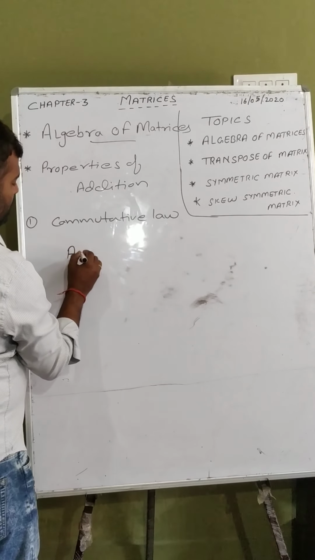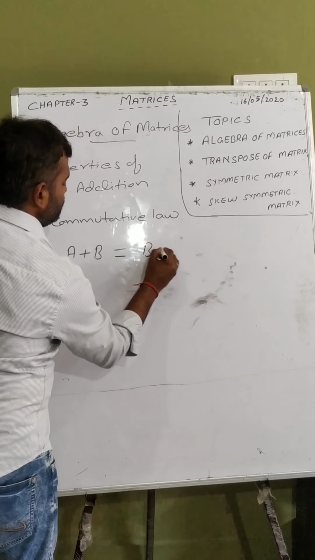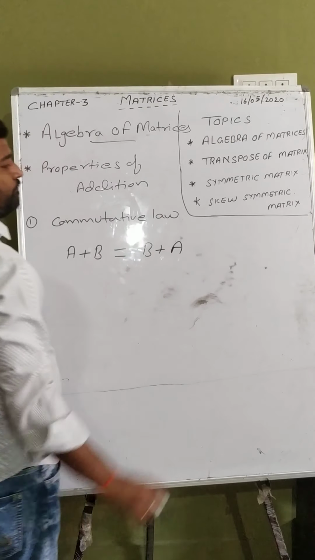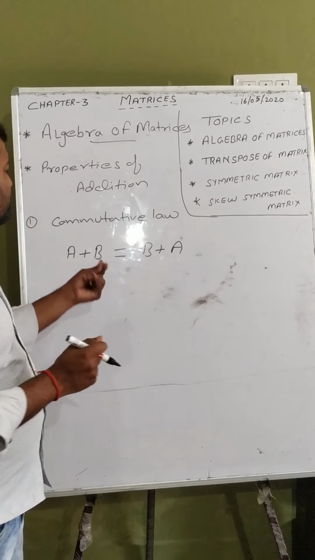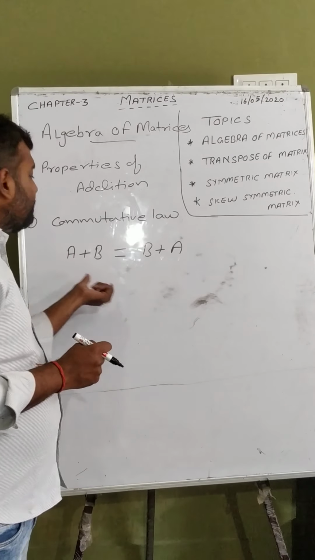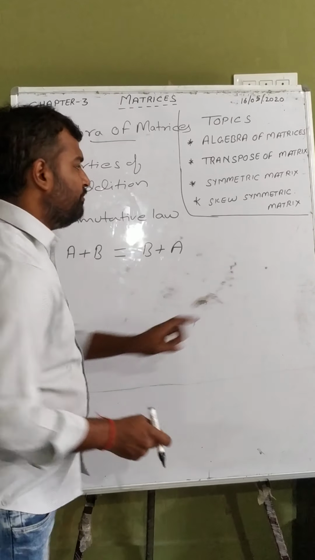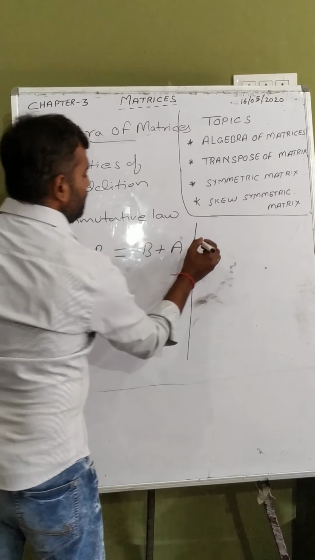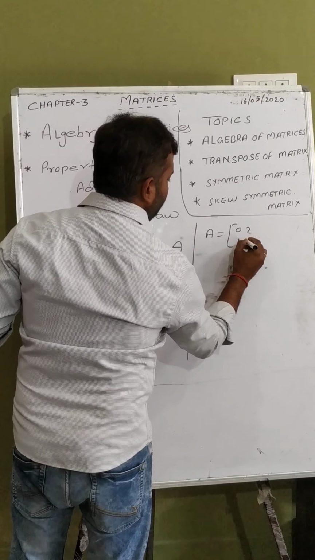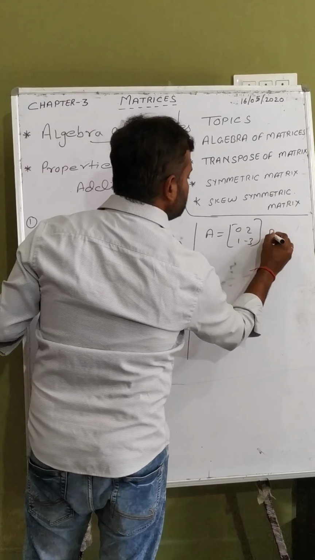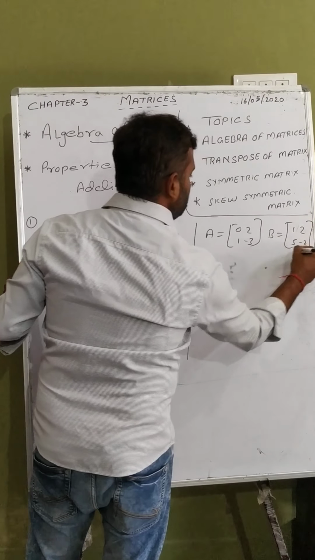Commutative law means A plus B is equal to B plus A. If two matrices can be added, the previous example of A and B applies. Let A equal 0, 2, 1, minus 3. Let us consider another example, B equal 1, 2, 5, minus 2.